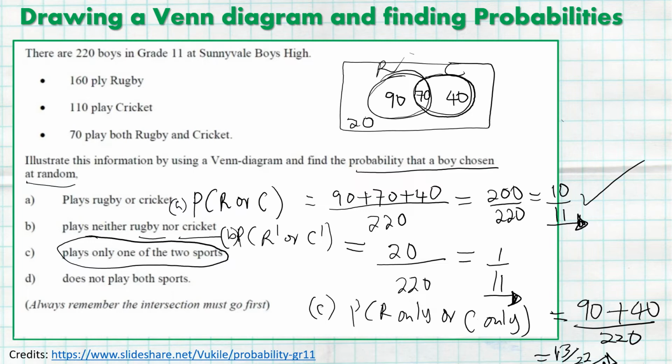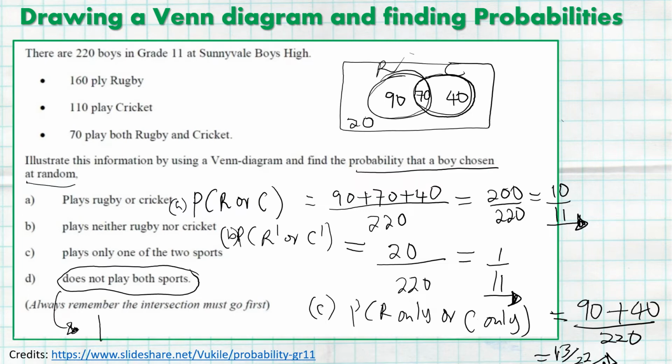Okay, lastly let's go to number D. This is quite challenging. They said determine the probability that a boy chosen at random does not play both sports, right? Does not play both sports. How can we represent this using probability? This is the same as the probability of rugby and cricket prime. Not rugby and cricket, does not play both sports, right? In other words, we are excluding the intersection.